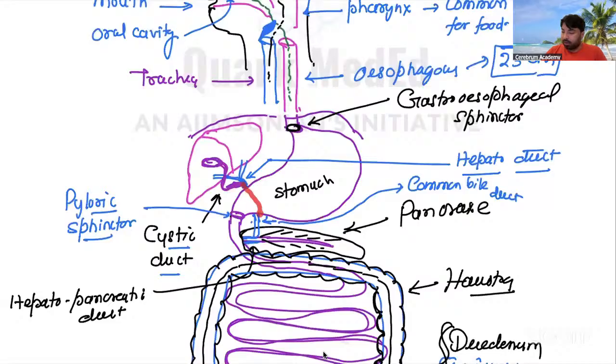And this common bile duct goes all the way to the pancreas. And here this is the pancreatic duct. Then the pancreatic duct and common bile duct together form a small common duct, this one, which is called the hepatopancreatic duct. Hepato means liver, and pancreatic means pancreas. So the duct from the liver and the duct from the pancreas are united together and they will open into the first part of the small intestine called the duodenum.